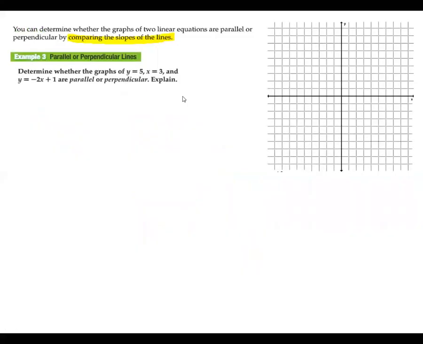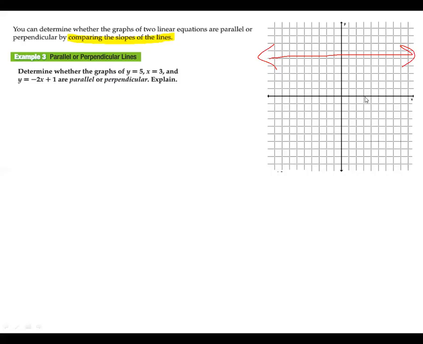So determine whether the graphs of y equals 5 and x equals 3 and y equals -2x plus 1 are parallel or perpendicular. Explain. Well, first, let's graph them. Y equals 5 is a horizontal line going through 5 on the y-axis. So you go up 1, 2, 3, 4, 5. So horizontal line there. X equals 3 is a vertical line going through 3 on the x-axis.